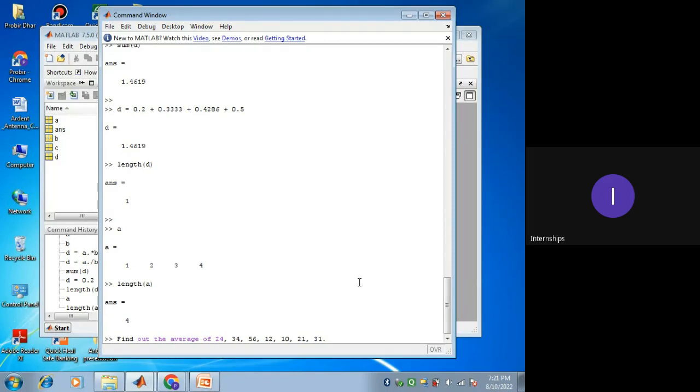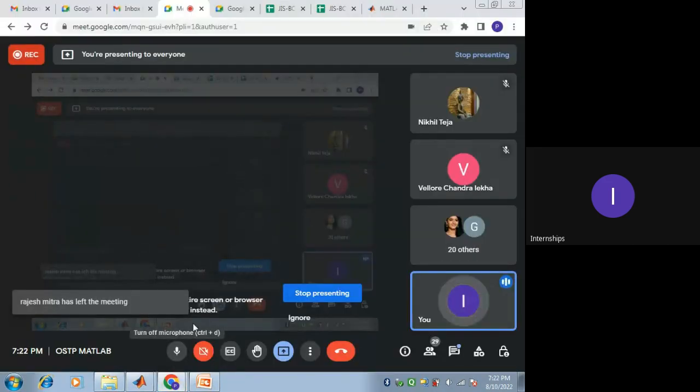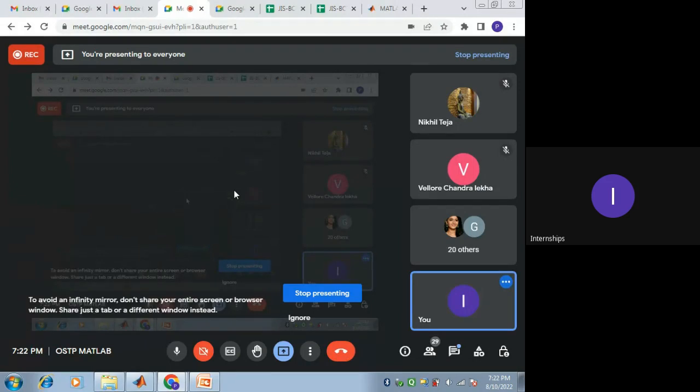And one thing, how many of you have MATLAB installed in your machine? If you don't have MATLAB installed in your machine, then you will not be able to solve this one. First of all, I should know whether you have installed it. Okay, you have it. Then I think you can do this one.